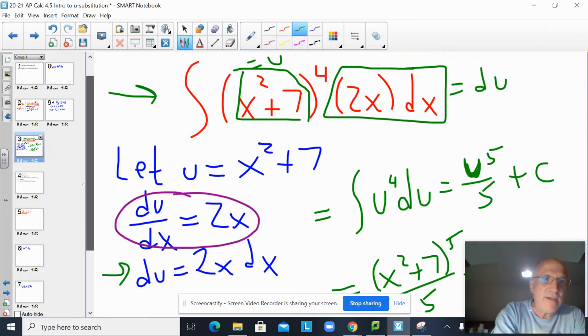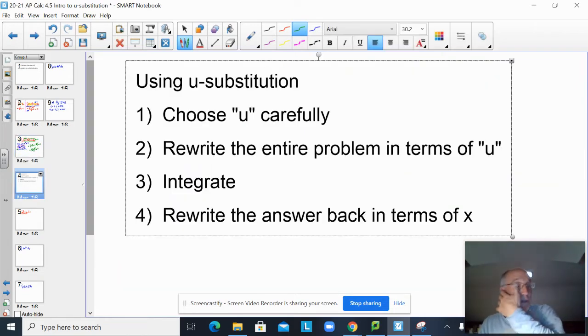So here's the process. It says using u substitution, choose u carefully. Again, ideally, you want to pick a part of the problem whose derivative is also there. That's the main key. And we'll see some other examples where there's some other strategies or advice on what to choose for u. But for now, let's stick with that.